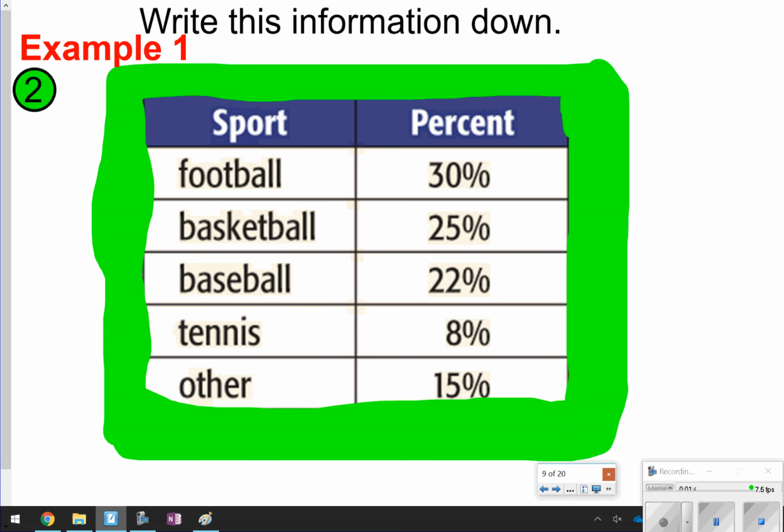So the first thing we're going to talk about is this information. This is just a simple survey of people's favorite sports. We have football at 30%, basketball at 25%, baseball 22%, tennis 8%, and other is 15%. What you're going to need to do first is just write down the sport and the percentage, and once you're done writing this down, click play so you can see what we do next.